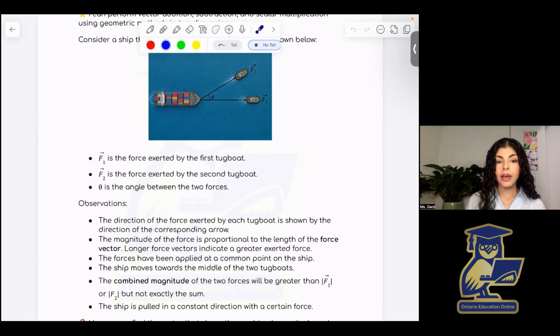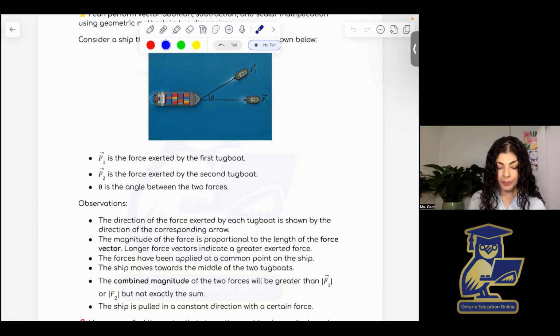As these tugboats are pulling the ship, they're both attached at a common point, and that's why we see their tails are both at this point. So they have a common tail, or a common endpoint. As these two tugboats pull this ship, we expect the ship to move approximately in the middle of the two tugboats as they pull it in these two different directions.